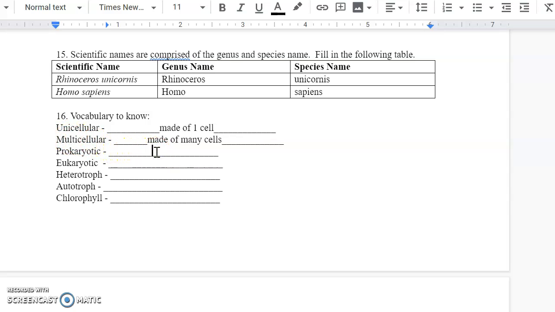Prokaryotic, pro means no. Cells have no nucleus or other membrane-bound organelles. It has some, but not the big membrane-bound organelle, so it has no nucleus. Eu means true, so eukaryotic cells have a nucleus. It has a true nucleus and membrane-bound organelles.